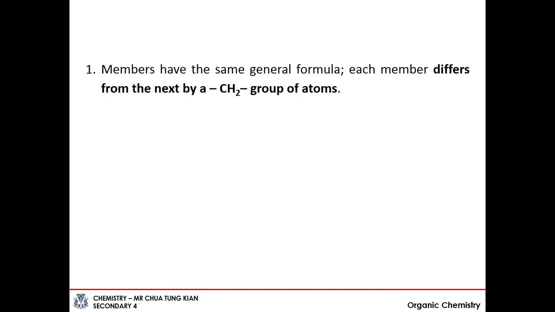strands. So first one, it differs from the next member by CH2. So basically, if the first one is CH4, the next one will be C2H6. So the difference is CH2. Next one will be C3H8.